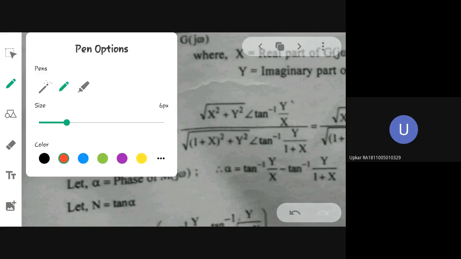Come on, I have asked again. Tan inverse of imaginary part divided by real part. So if you see the numerator, what is the real part and what is the imaginary part? Real part is x. Imaginary part is y. So what will be the phase angle formula? Tan inverse of y by x. What about the denominator? What is the real part and what is the imaginary part?